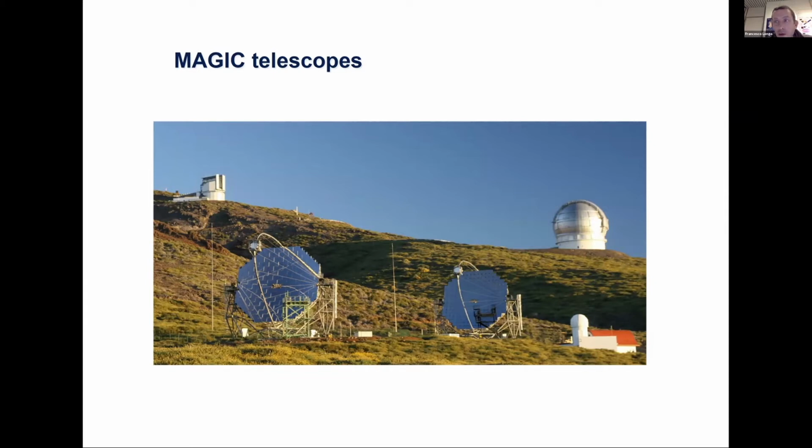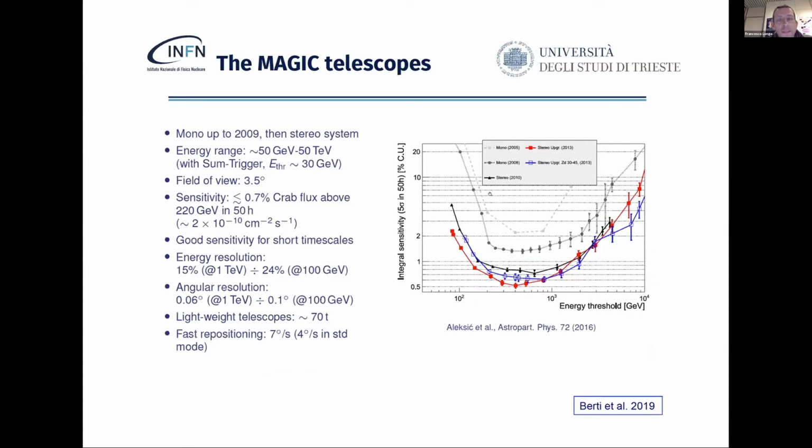So there was quite a lot of activity during the years to improve its sensitivity. You see here the energy threshold. And this sensitivity was improved thanks first to going from mono mode, with one single telescope, to stereo mode, so adding a second telescope, and then several upgrades in the cameras, the PMTs and the data acquisition system. Nowadays we reach this very nice sensitivity. So we have a good sensitivity for short time scales related to transients, given the very fast optical digitizing system that we have on the cameras.